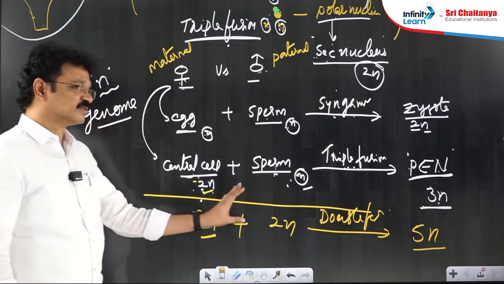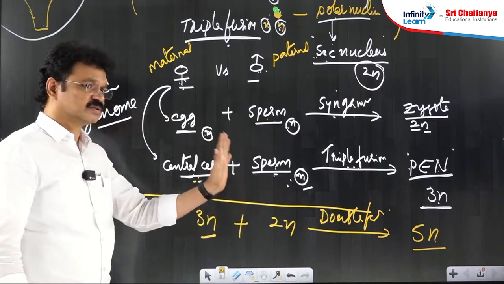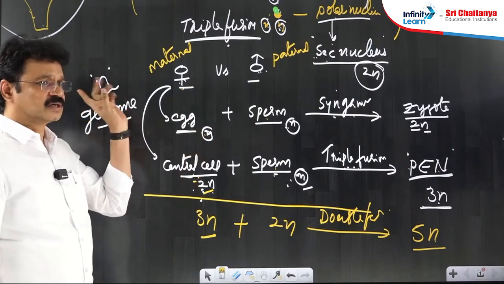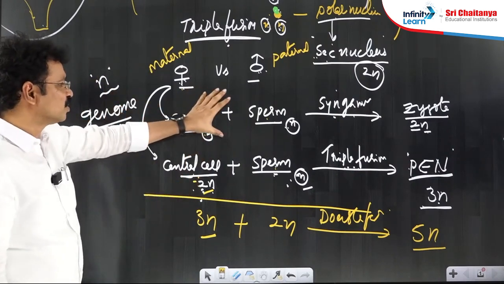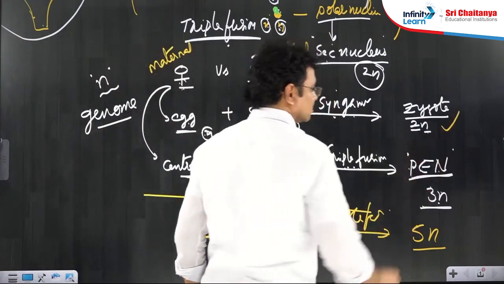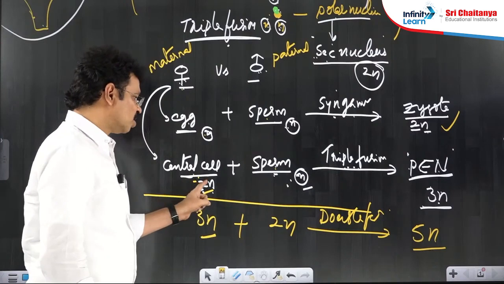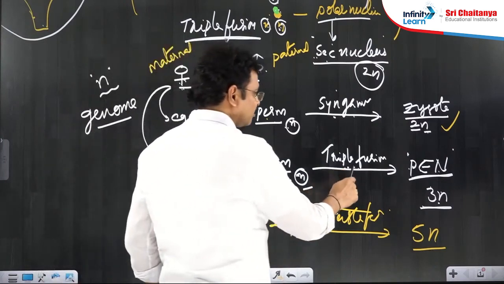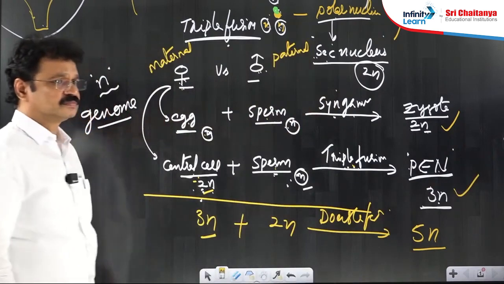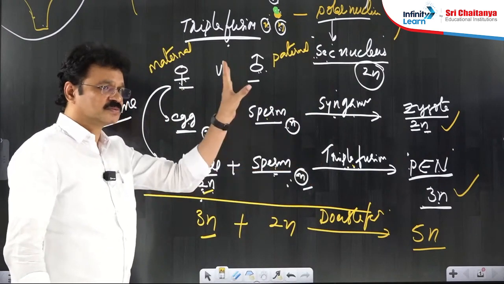We can ask 6 questions here. It is one of the areas to construct 6 questions. So, listen one by one. First question, concentrate. In total, how many genomes are involved in syngamy? Answer, 2 genomes. Second question, in total, how many genomes are involved in triple fusion? Answer, 3 genomes.